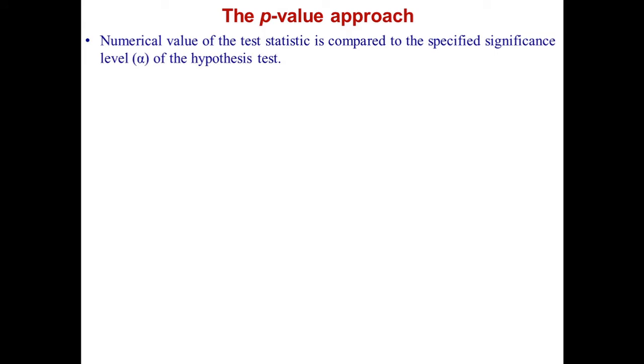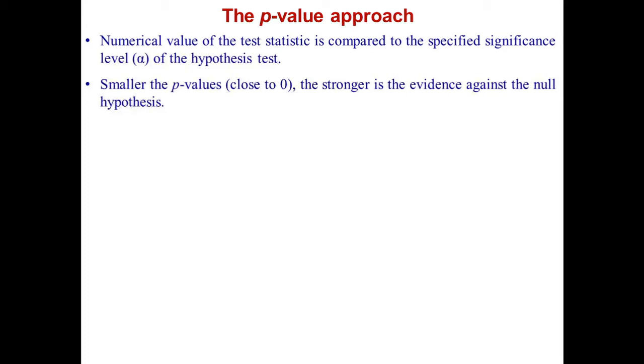P-value approach. For the p-value approach, the likelihood p-value of the numerical value of the test statistic is compared to the specific significance level alpha of the hypothesis test. A p-value close to 0 is the evidence against the null hypothesis. If the p-value is less than or equal to the specified significance level alpha, the null hypothesis is rejected. Otherwise, the null hypothesis is not rejected. In other words, if p is equal to or less than alpha, we reject the null hypothesis. Otherwise, if the p-value is more than alpha, we do not reject the null hypothesis.